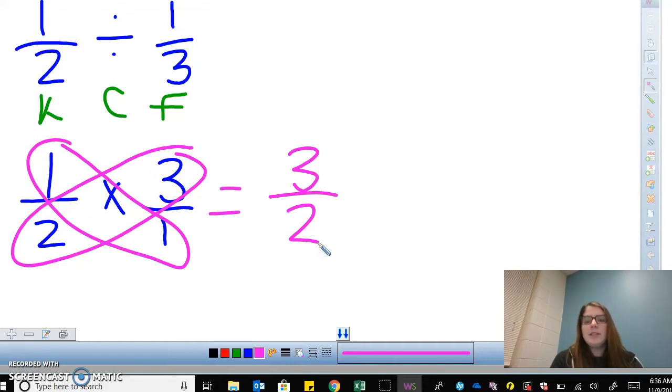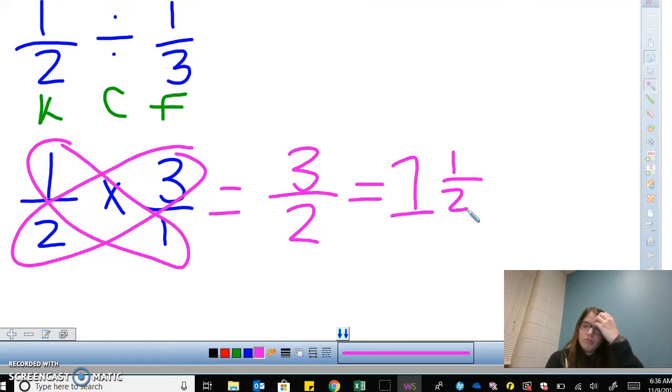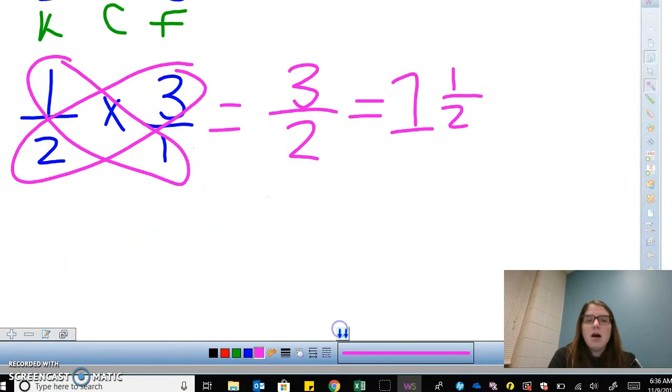And we can't keep it as an improper number, so we have to switch it back to mixed. So how many times does 2 go into 3? 1 time. How many are left over? 1/2. So that's like a problem that you would see in 6th grade.